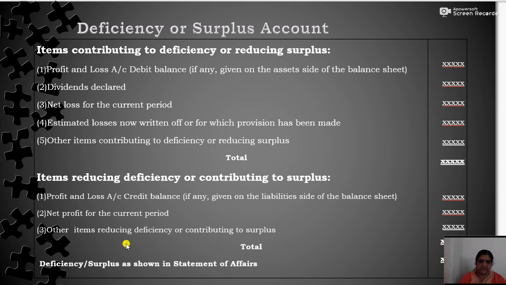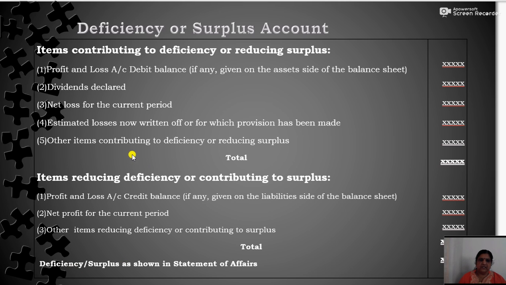Then other items reducing deficiency or contributing to surplus. So here also there will be a total. Then deficiency or surplus as shown in the statement of affairs; both will be the same. This will be explaining the various reasons for this deficiency or surplus.